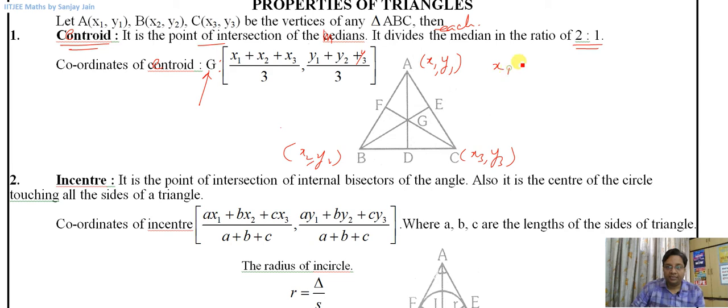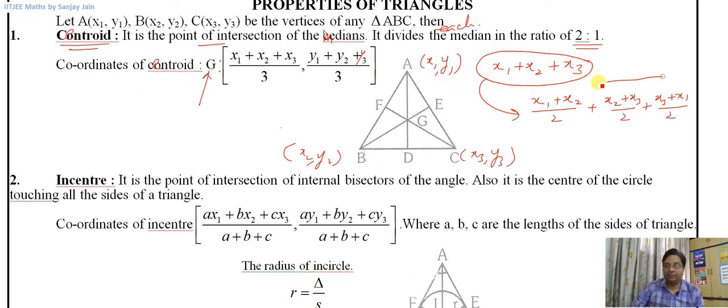that I can rewrite this x1 plus x2 plus x3 like this: (x1 plus x2) by 2, plus (x2 plus x3) by 2, plus (x3 plus x1) by 2. Then this expression here and this expression here are the same, right? I have not changed anything, because if you simplify this, you will get x1 by 2 from here and x1 by 2 from here. When you add these, you will get x1. Similarly for x2 and similarly for x3.